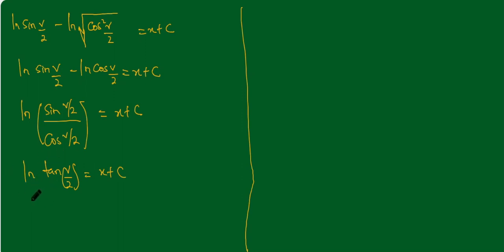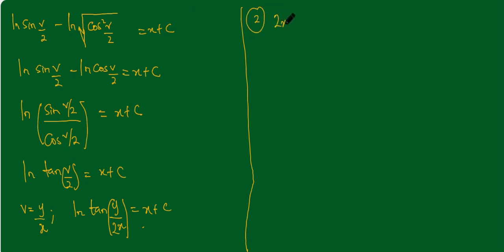Now the next step is to substitute our v to be equal to y divided by x, such that we have ln tan y divided by 2x is equal to x plus c, and we have our final answer, the solution of the differential equation dy dx is equal to y over x plus x sine y over x. So let's take a second example.